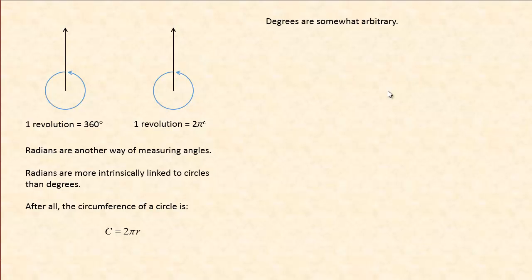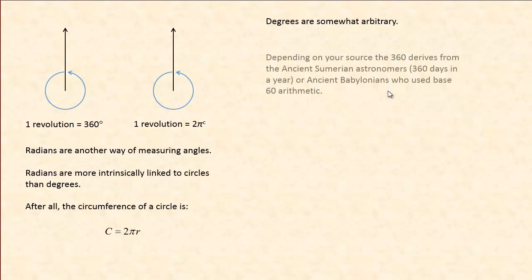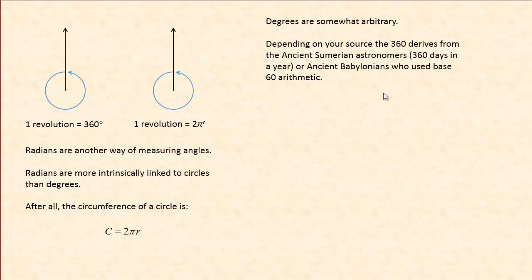Degrees, on the other hand, are somewhat arbitrary. Depending on your source, the 360 derives from the ancient Sumerian astronomers, 360 days in a year, or, and I think this is probably more authentically correct, the ancient Babylonians, who used base 60 arithmetic, and 6 times 60 is 360.